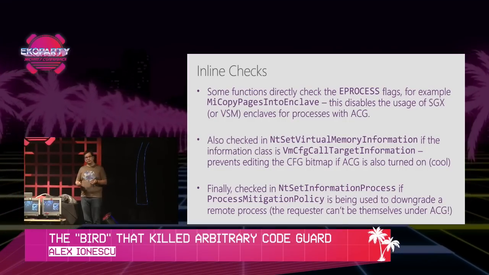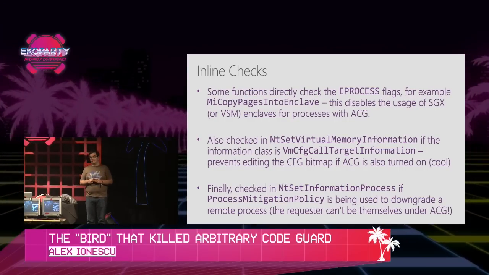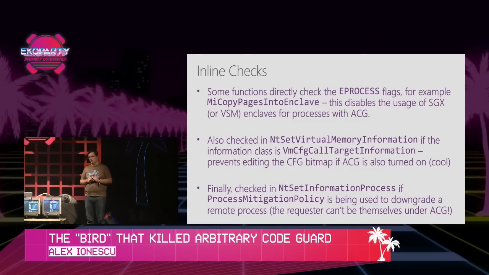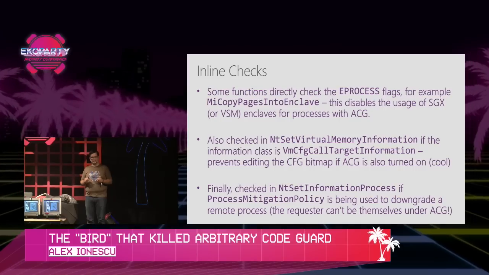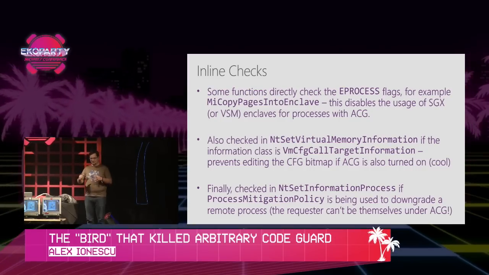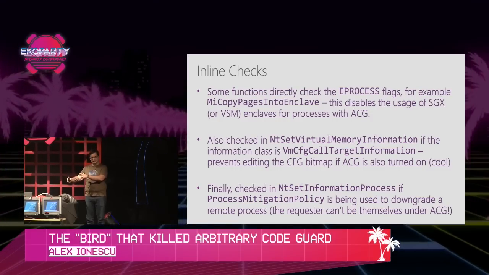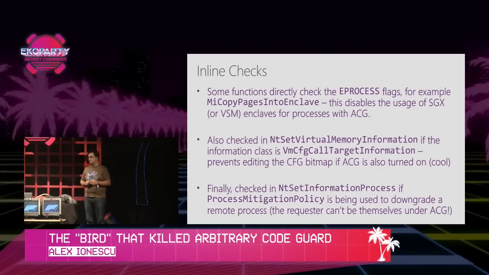Or if you look at Control Flow Guard, CFG, there's an API that lets you change the bitmap that makes CFG work. Well, someone who has Arbitrary Code Guard enabled can't change the CFG bitmap. So actually some of the mitigations work together to make sure you can't bypass one mitigation when you're already being mitigated against by a different mitigation.